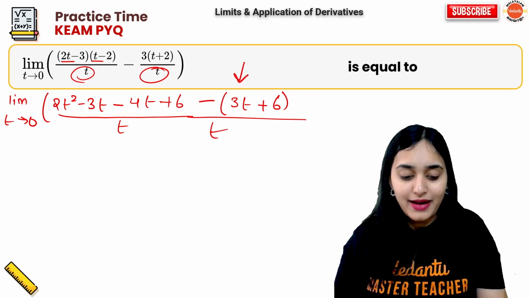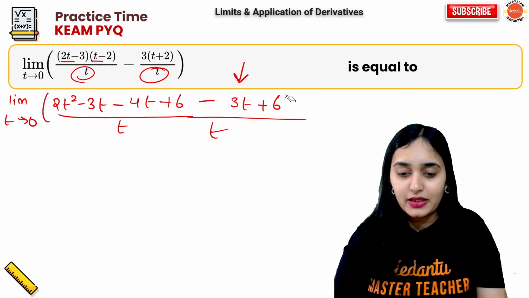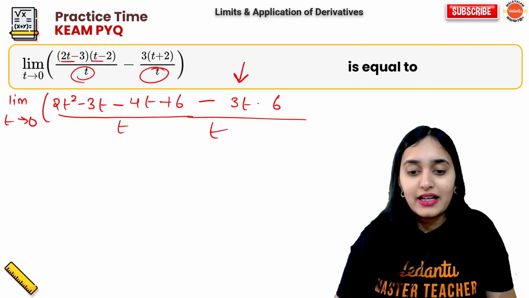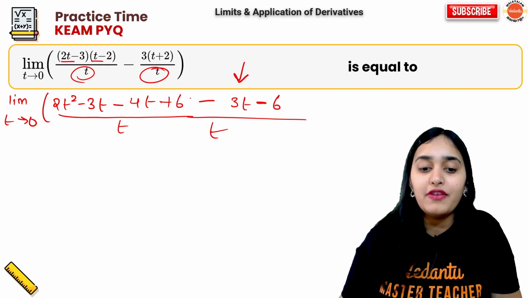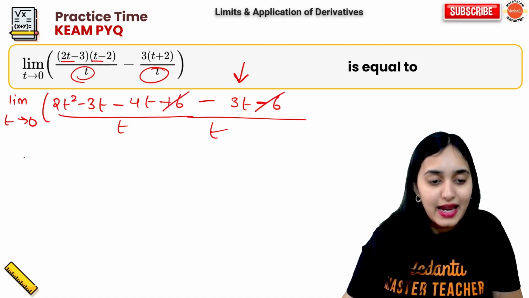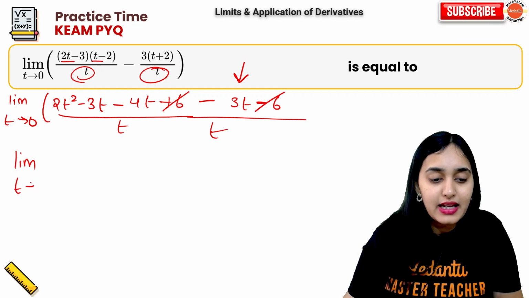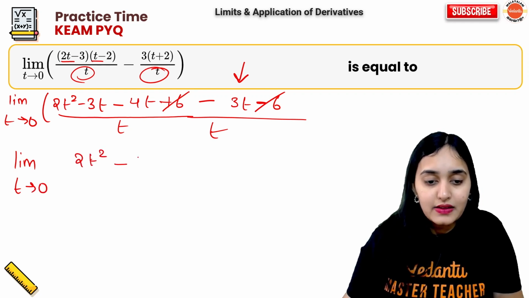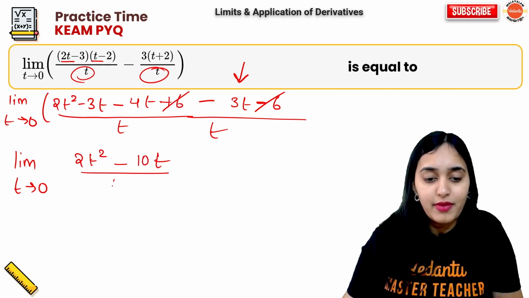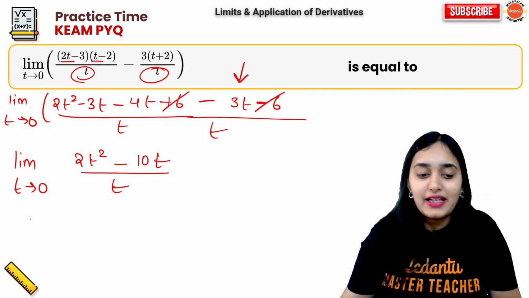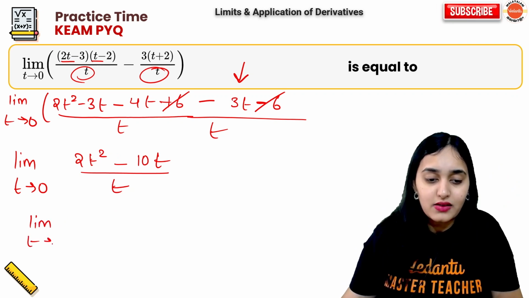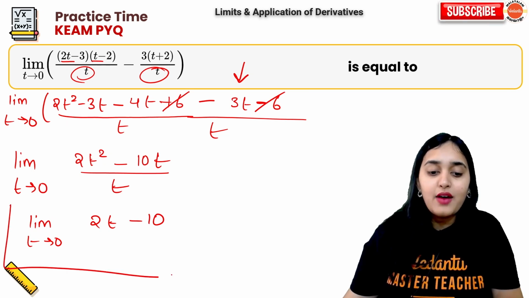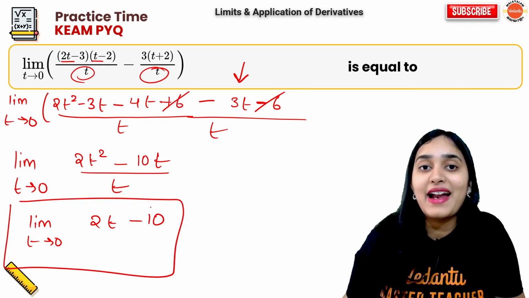Now if I open the bracket here, what will happen? If I open the bracket, this will become minus 3t minus 6, right? Now you simplify. Plus 6 minus 6 cancel. Limit t tends to 0, 2t square minus 10t divided by t. Now you just divide by t. You get limit t tends to 0, 2t minus 10. Now you check, is it 0 by 0 format?